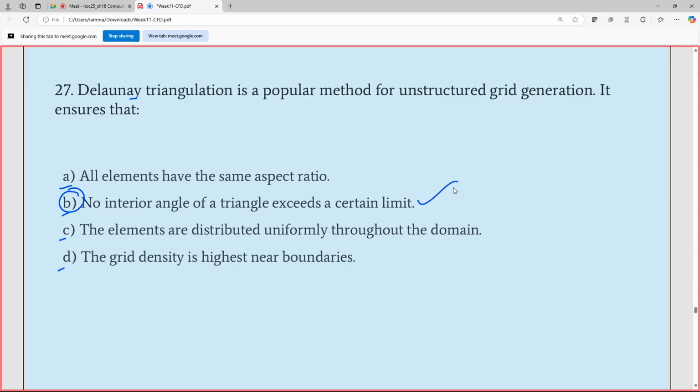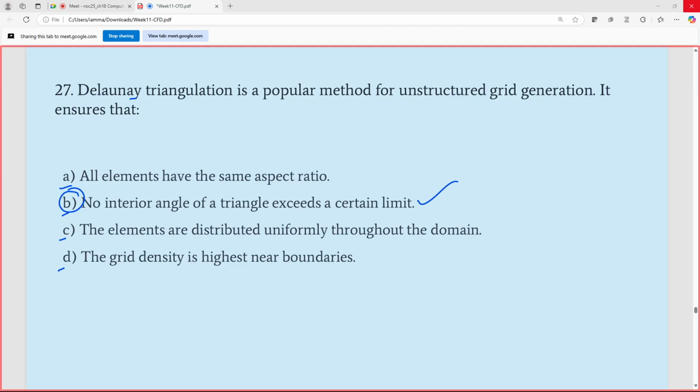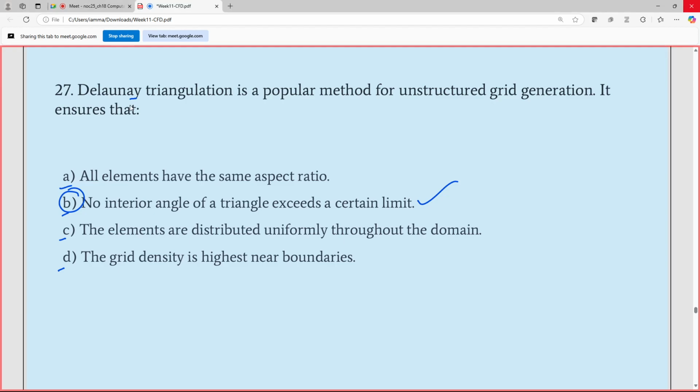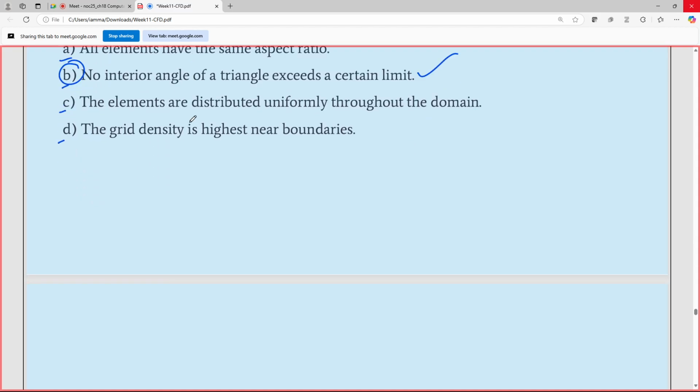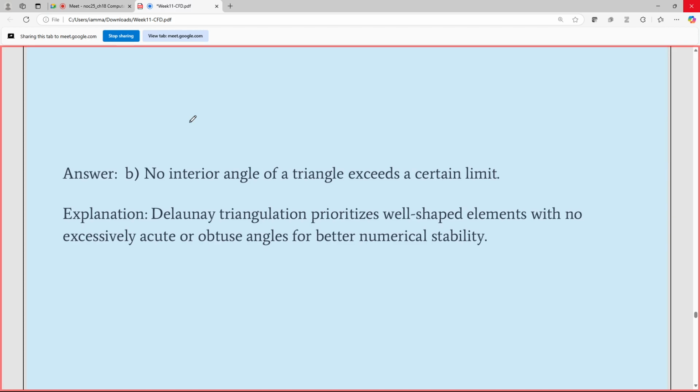If you have used any meshing software, then for unstructured mesh settings there will be an option asking for the interior angle or the maximum angle, which we should set as some limit. So that is the main objective of the Delaunay triangulation method.